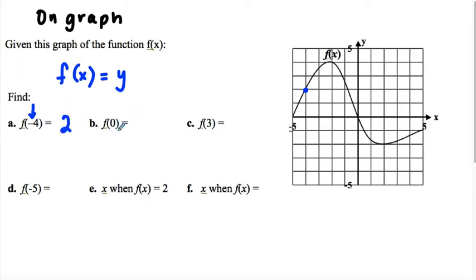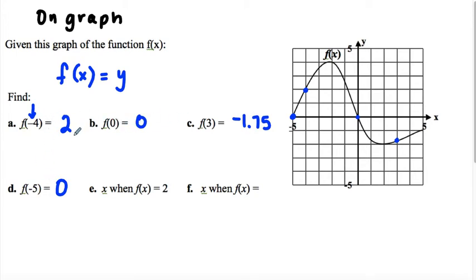Okay. F at 0. So I go to my x of 0 and it looks like y is also 0. I go to f of 3, so I'm going to go 1, 2, 3, and I'm going to find the y. Okay, so it's not a perfect point. That's okay. We're going to say that's about maybe -1.75. All right, here's another one, f at -5. So I go to an x of -5 and I find the y. The y is 0.